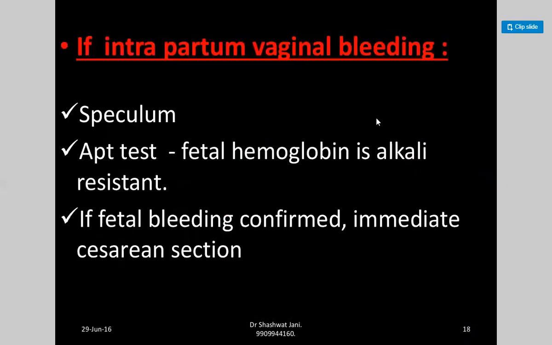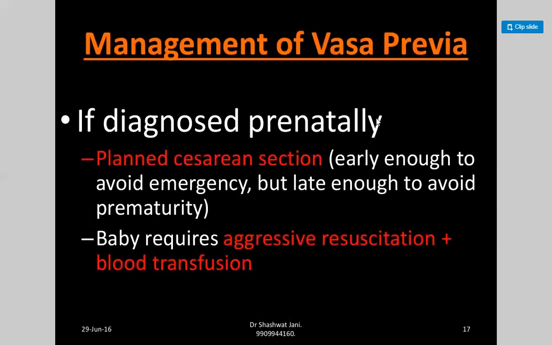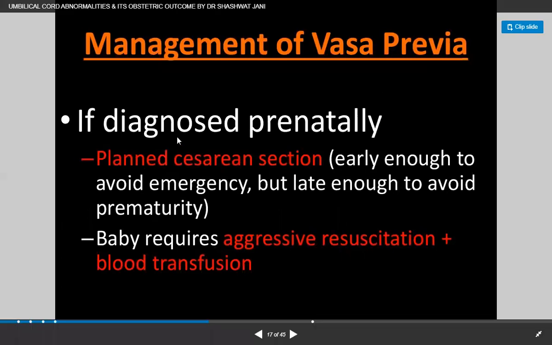And if intrapartum vaginal bleeding is there, then we do a speculum examination and an alkali denaturation test, as fetal hemoglobin is alkali resistant. If fetal bleeding is confirmed, then immediate cesarean section is needed. But the most important thing is that we should diagnose it prenatally. Diagnose prenatally. That is most important.